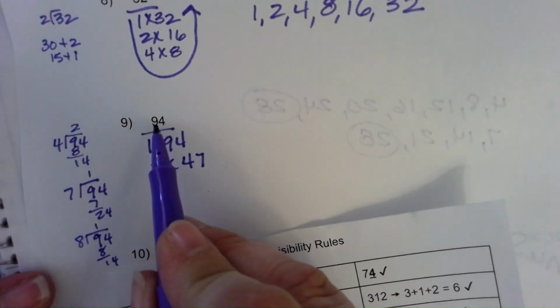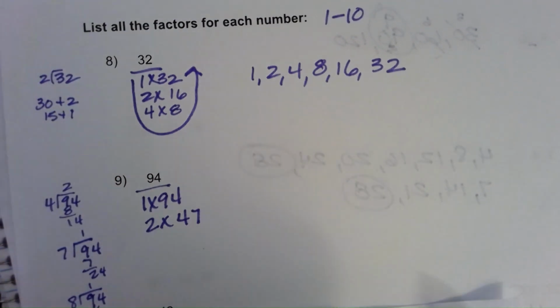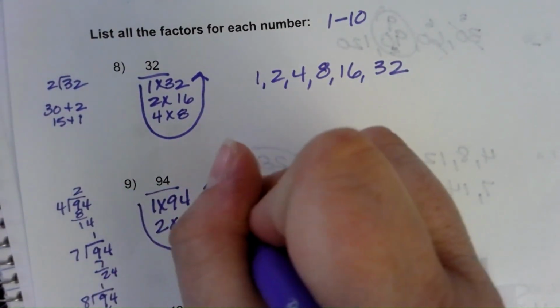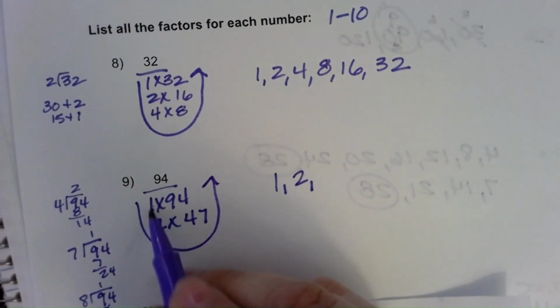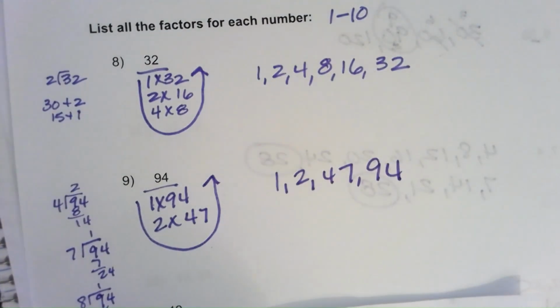9 times 10 is 90, and it doesn't end in a 0, so 10 doesn't work. So we just walk through those, and then our answer is 1, 2. Again, we just, in this order, least to greatest, 1, 2, 47, and 94.